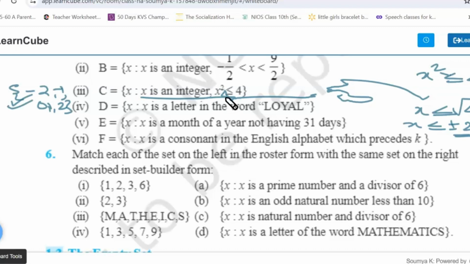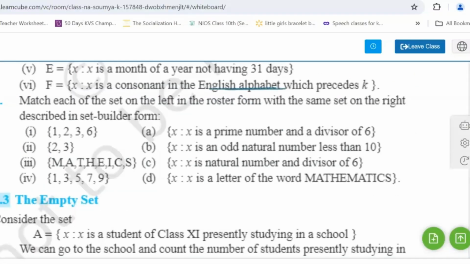Then comes D. x is a letter in the word loyal. So the elements will be L, O, Y, A. Okay. x is a month of the year not having 31 days. So include those months without 31 days. So examples would be February, April, June, September, and then November. English alphabet letters that precede K. So everything before K can be included in this set: A, B, C, D, E, F, G, H, I, J.